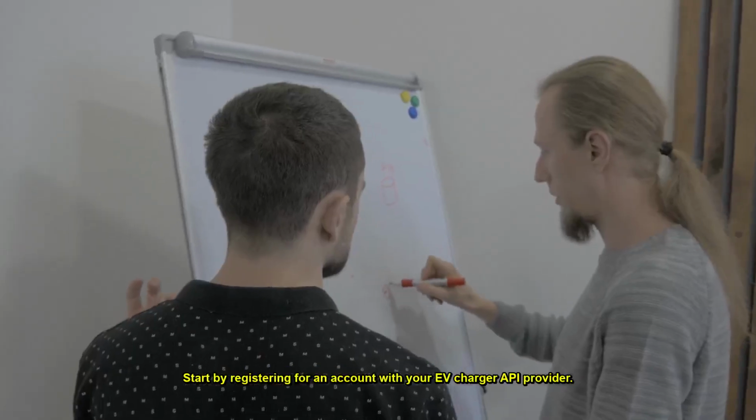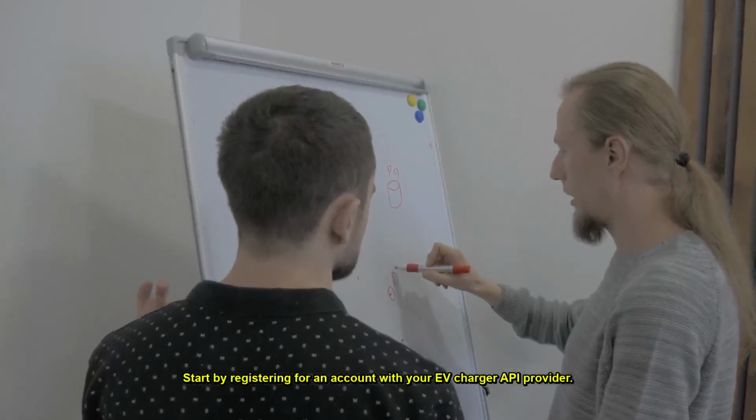Start by registering for an account with your EV charger API provider. Once registered, navigate to the API management section of their website. Here, you will find an option to generate a new API key. Follow the prompts to create your API key.